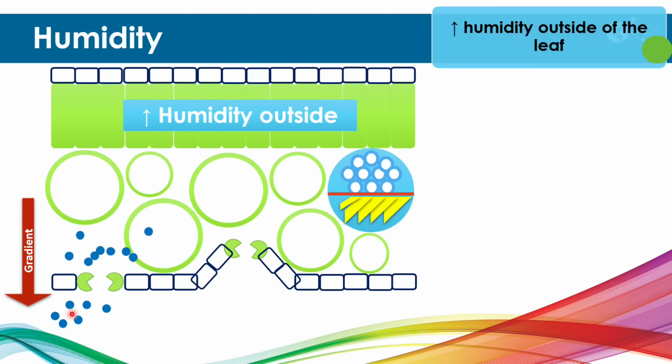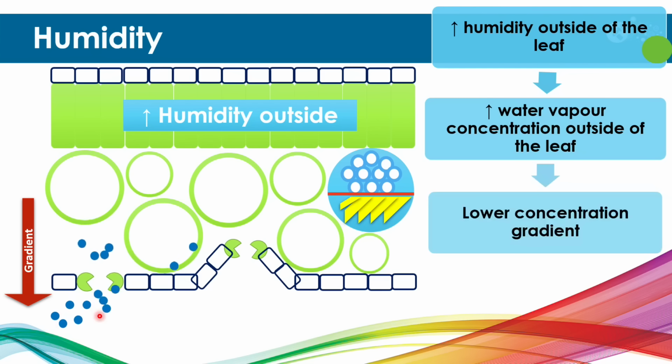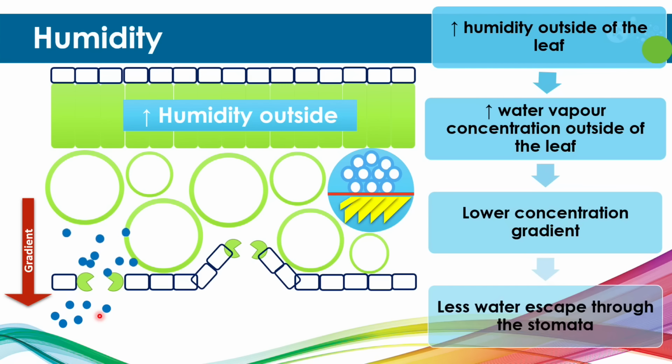So going through it, high humidity on the outside means a high concentration of water vapor outside the leaf. So these water molecules are already within the air. This lowers the concentration gradient, and less water is likely to escape from the stomata.